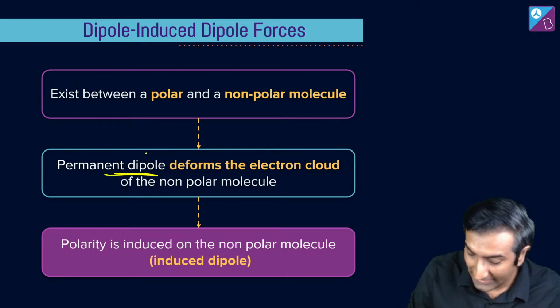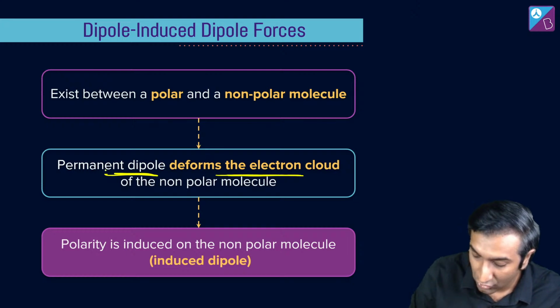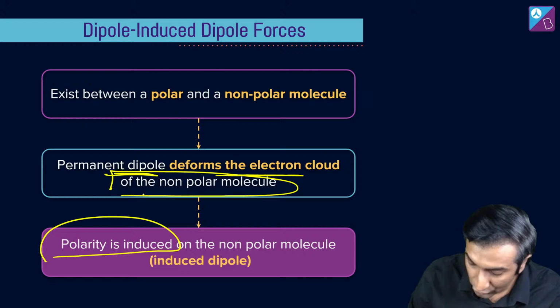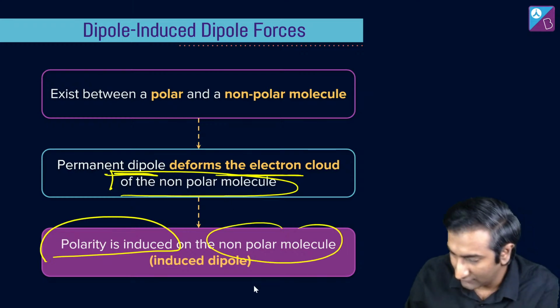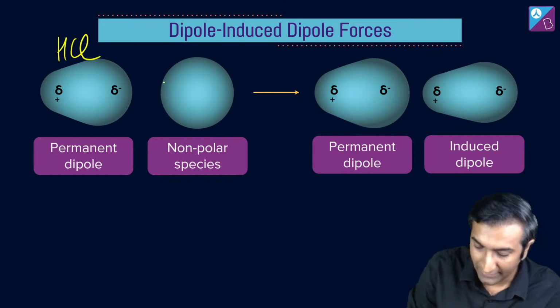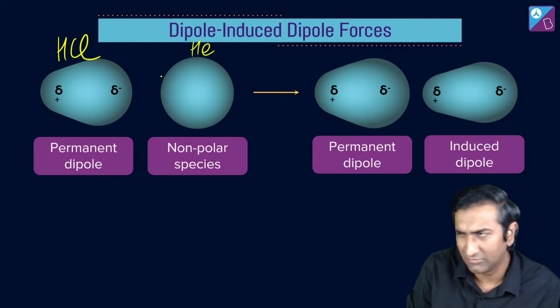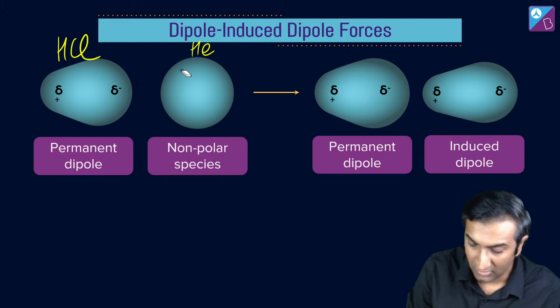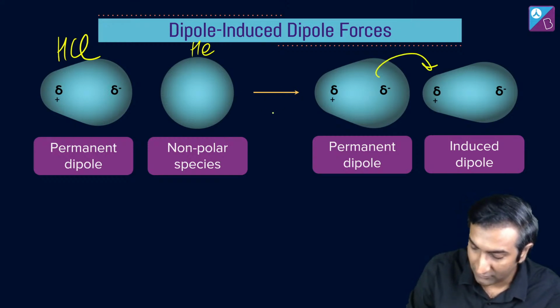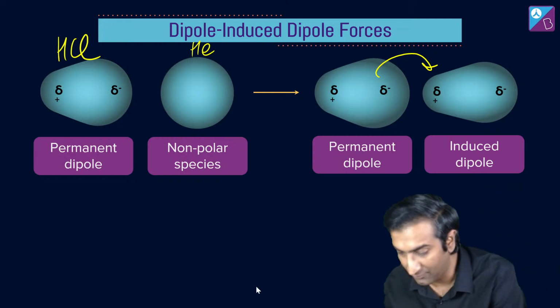So a permanent dipole deforms the electron cloud of the non-polar molecule. That's all we are saying. So polarity is induced on the non-polar molecule. Hence it's called induced dipole. So for example, permanent dipole like HCl, non-polar species like say helium. I know helium तो बहुत ज़्यादा abstract हो गया. But say some sort of a non-polar species, and this will induce a dipole here. ठीक है? This is called induced dipole.